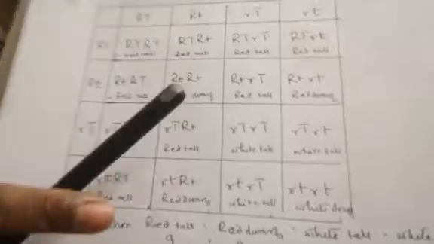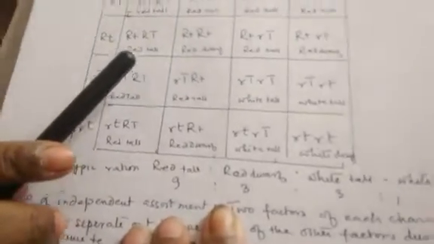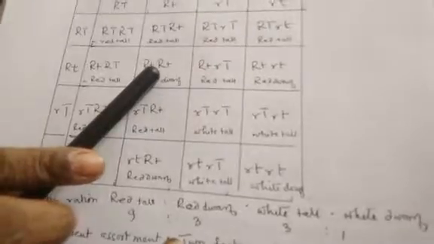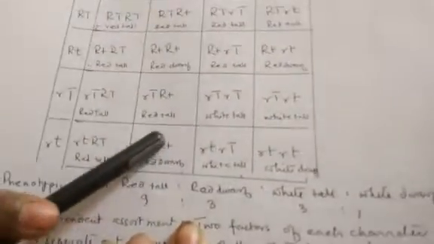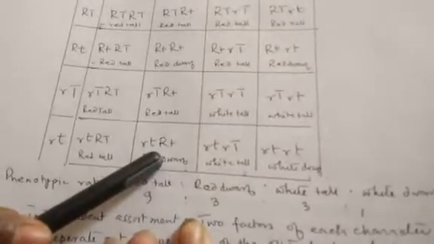Next we will find the red flower dwarf plant. We will find here it is red flower dwarf plant, clear, here it is red flower dwarf plant, and here it is red flower dwarf plant. So this triangle is having red flower dwarf plant.